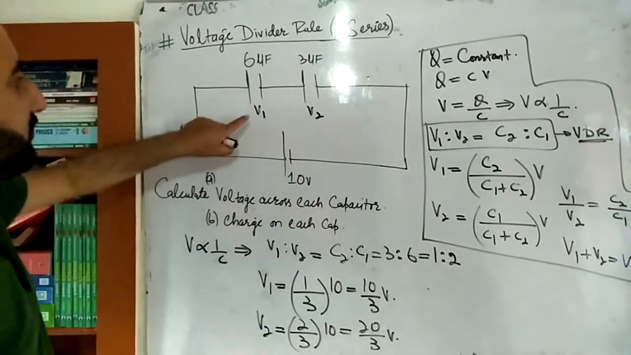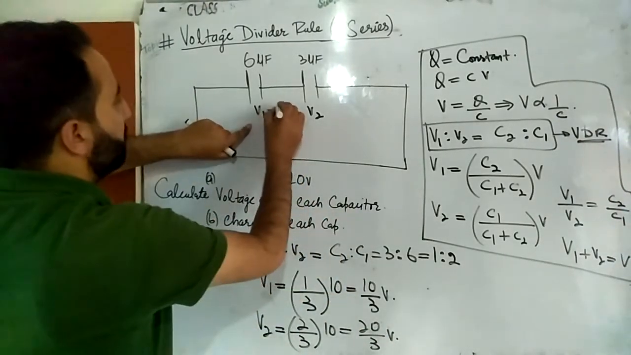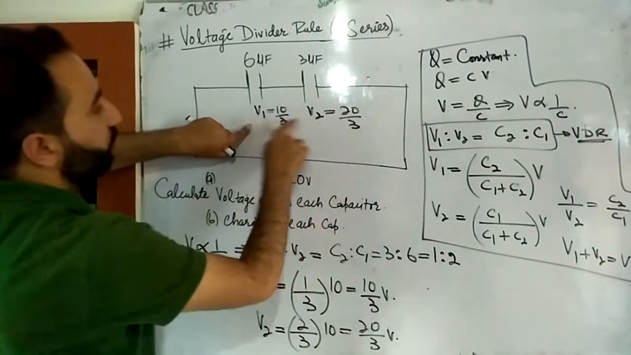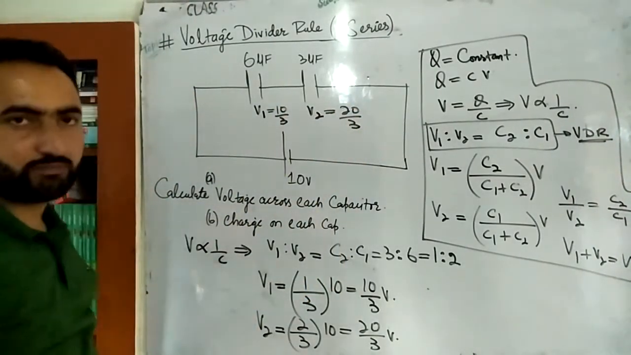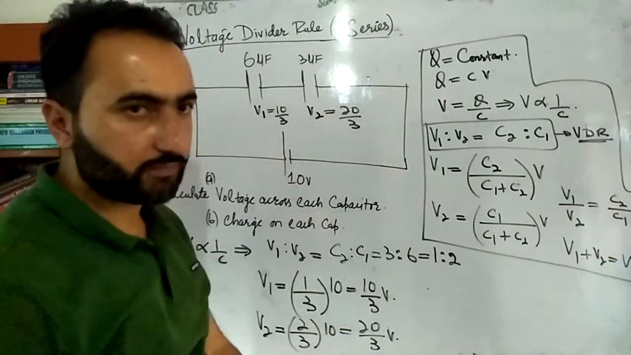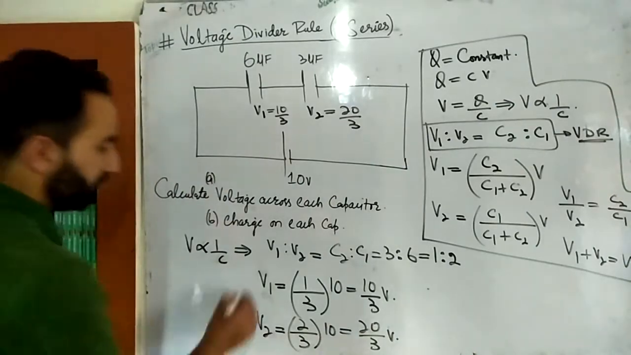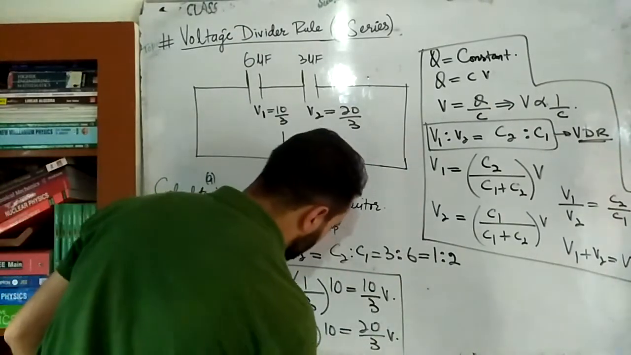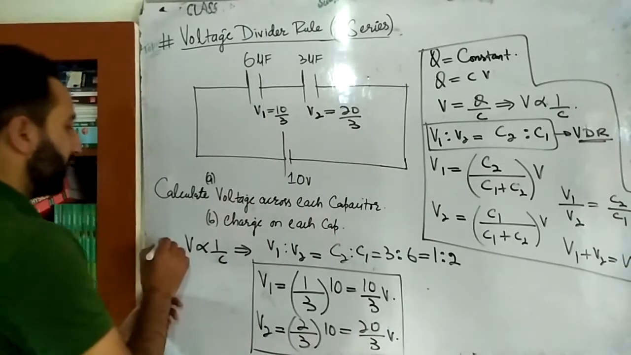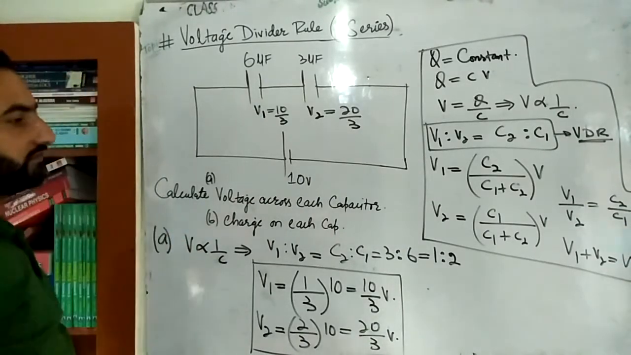So the potential difference across this is 10 by 3, and across this is 20 by 3. If you sum these up, 10 by 3 plus 20 by 3 is 30 by 3, and 30 by 3 is 10, which is equal to this 10. So we have calculated V1 as well as V2 by using the voltage divider rule. We are done with the A part.